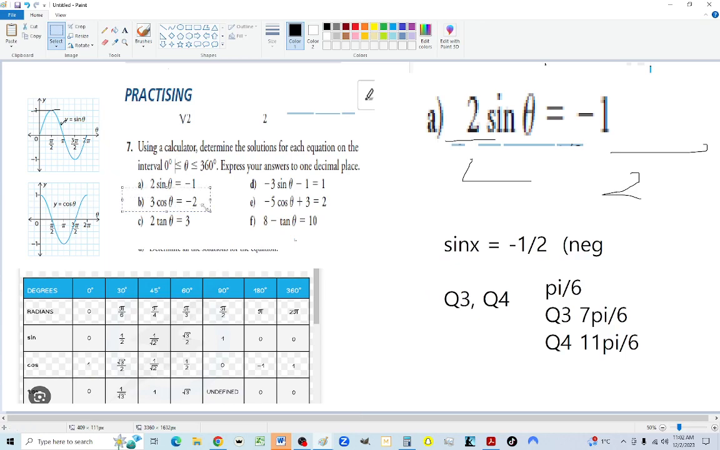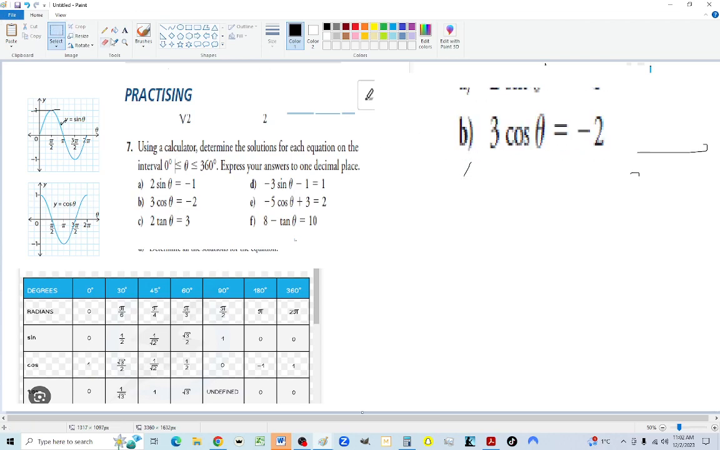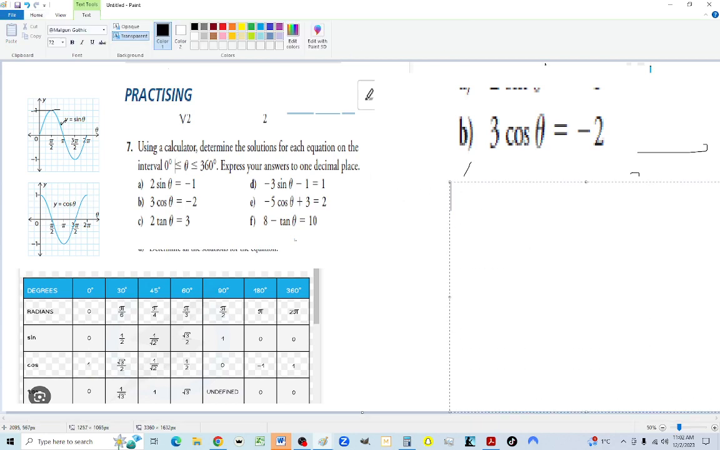3 times cos is equal to 2. Same thing. Cos is being multiplied by 3. And what they're trying to get you to do is how to isolate the angle, because that'll become important in some models. So if we divide both sides by 3, we get cos is equal to minus 2 over 3. It is not on our exact value table. And I'm going to use 2 over 3 in the calculator. But I want you to notice that this is negative. So we're talking about quadrants 2 and quadrants 3.